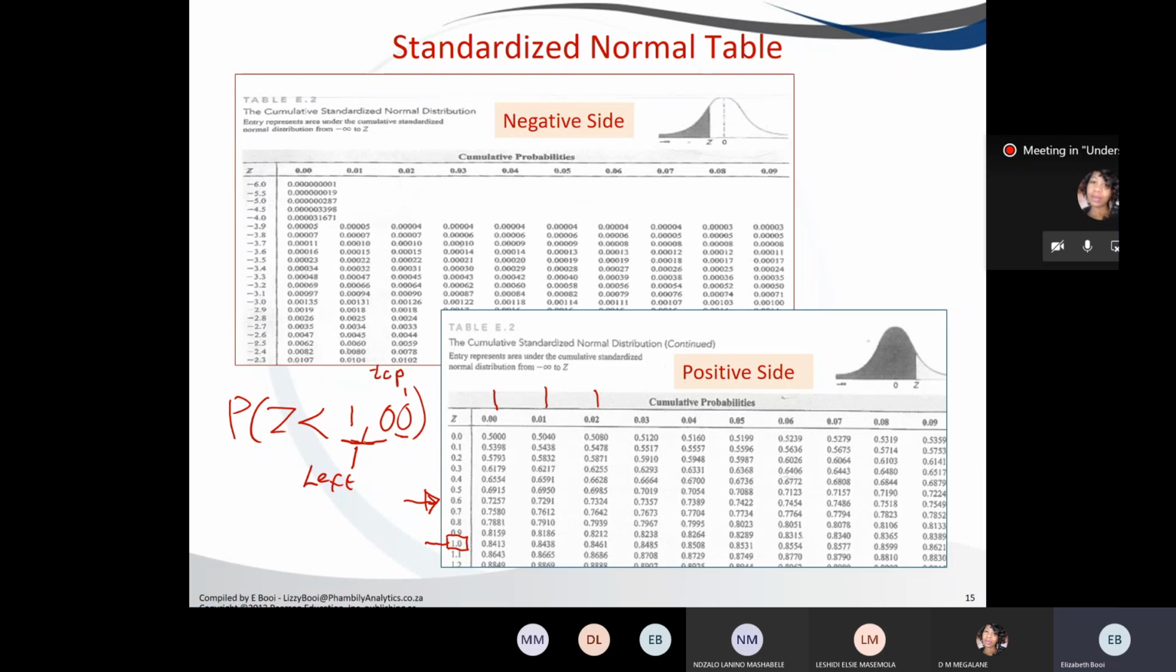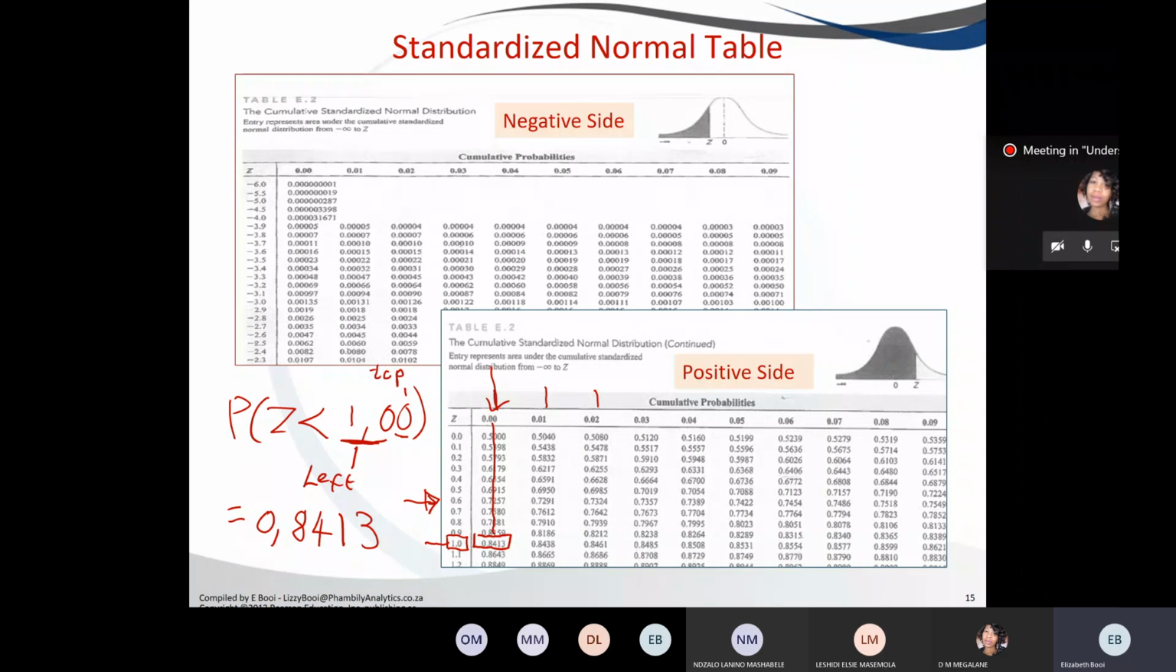That is the value on the left. And then I must go to the top and look for the value that ends with a 0. And that is the value that ends with a 0 there. Therefore, it means it is this column that I must look at. And where both these two columns meet, the left and the top meet, that is my probability. Therefore, my probability is equal to 0,8413. And that's how you read the table.